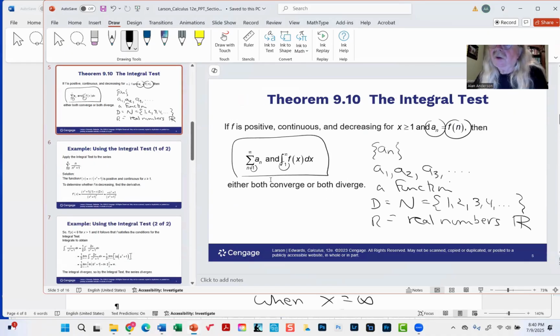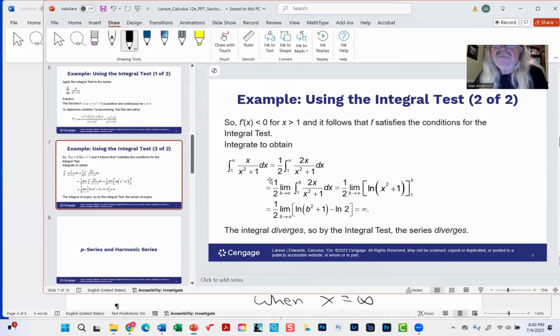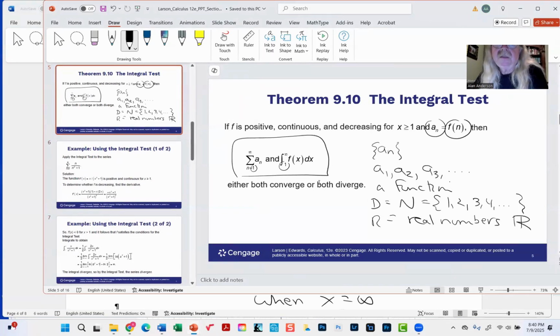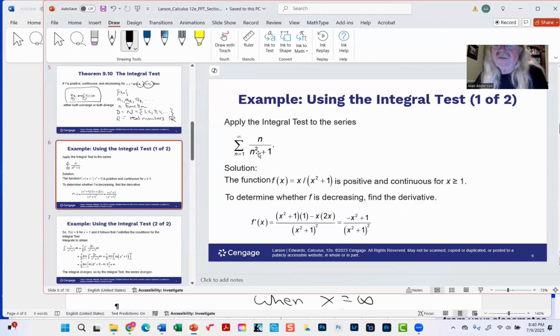So it seems like it's a lot of work, a lot of steps. But at least with this test, we can tell if it diverges or converges. Because this integral diverges, so must the series. If the integral converges, then so must the series.